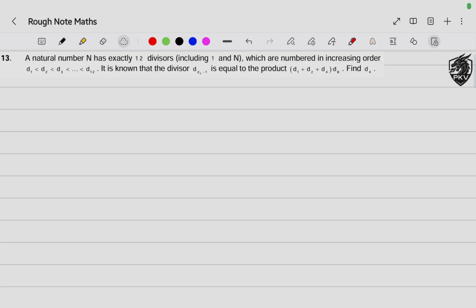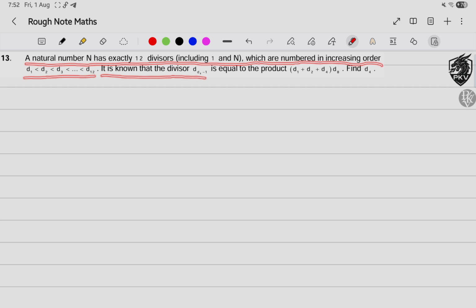This is one of the most interesting math questions I have come across on doing some mock tests. Let's read the question. A natural number n has exactly 12 divisors including 1 and n, which are numbered in increasing order: d1 is less than d2 is less than d3 and so on up to d12.